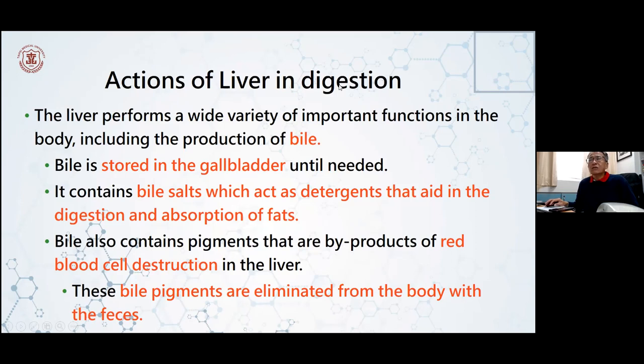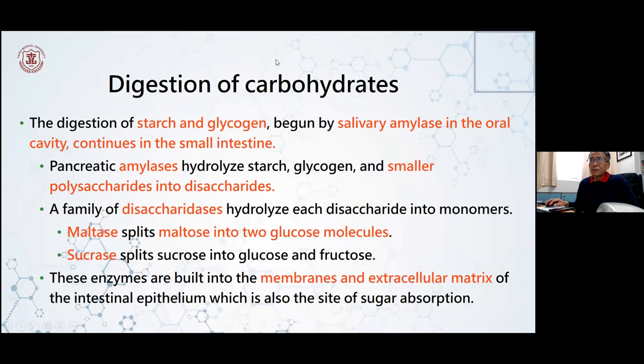And the digestion of the carbohydrate. As I mentioned before, the carbohydrate is initially digested in the mouth, by the saliva. Saliva contains the amylase, right? So the digestion of the starch and the glycogen begins by the salivary amylase in the oral cavity and continues in the small intestine. The pancreas can release the amylase, which hydrolyzes the starch, the glycogen and the small polysaccharides into the disaccharide.